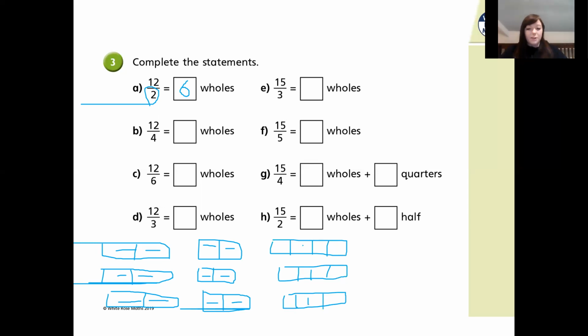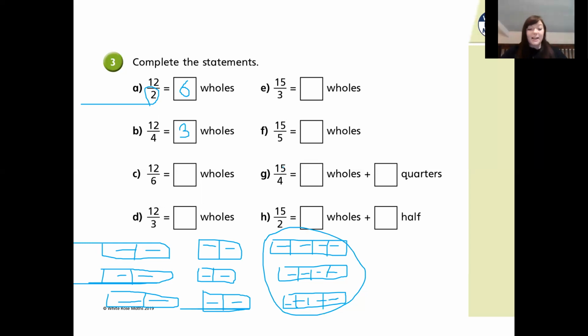I'm going to colour in 1, 2, 3, 4, 5, 6, 7, 8, 9, 10, 11, 12 quarters. I've coloured in 12 quarters there, and I can see that I have 3 wholes. Now, 12 divided by 4 is 3. So I can answer these questions by doing the numerator divided by the denominator, the top number divided by the bottom number.